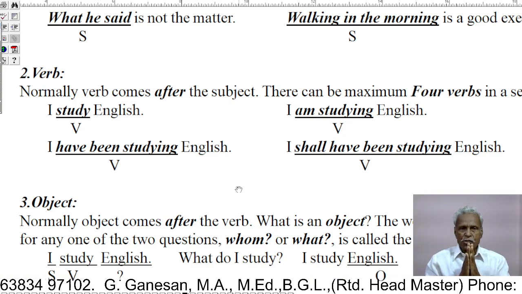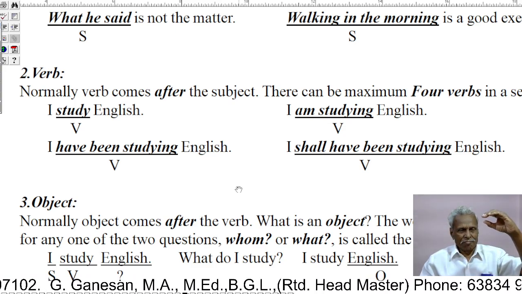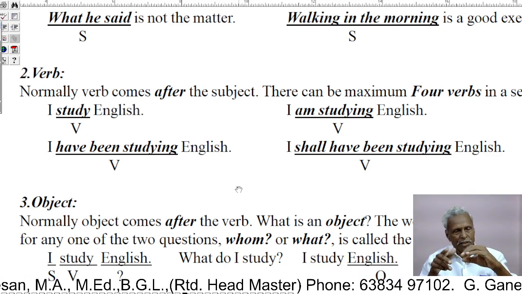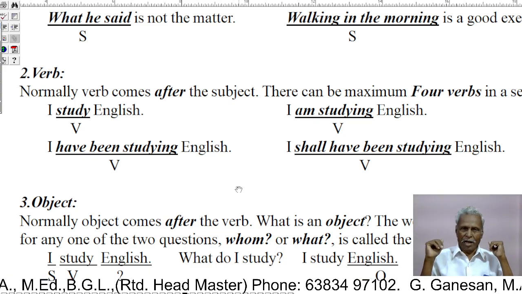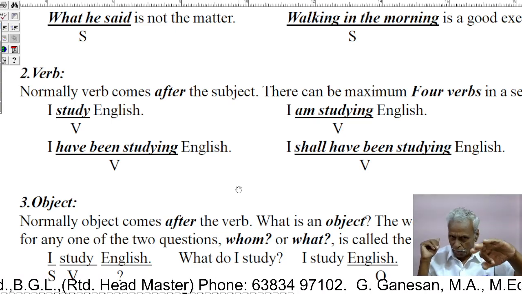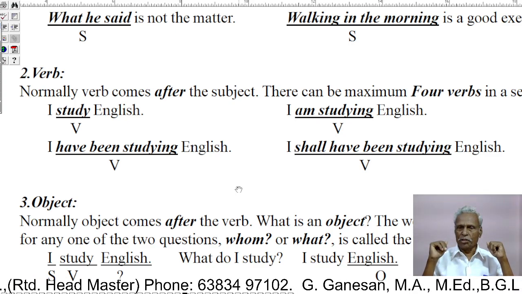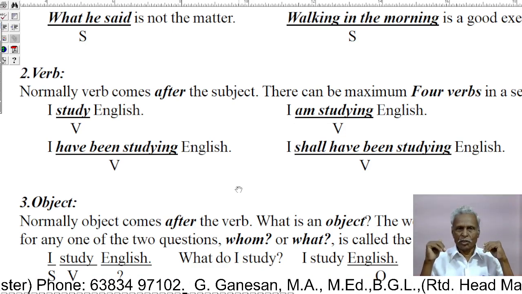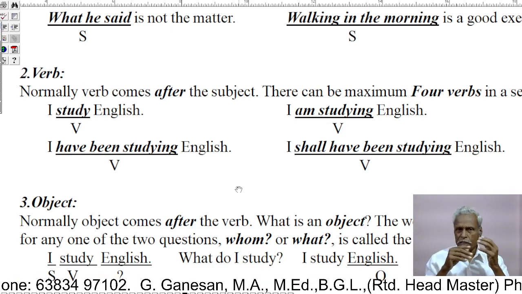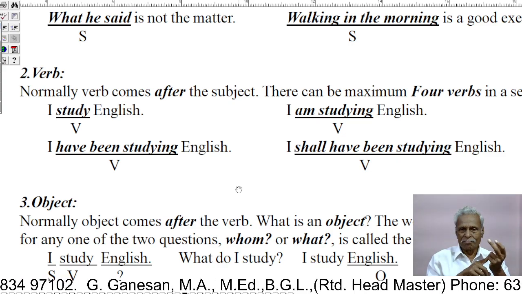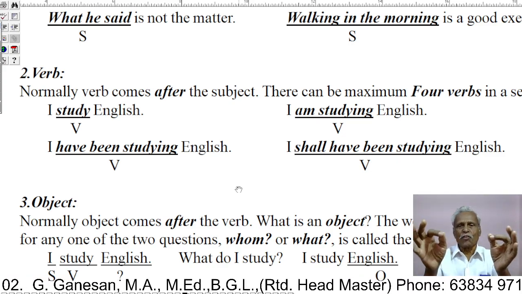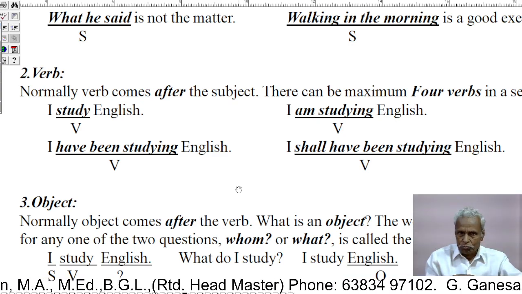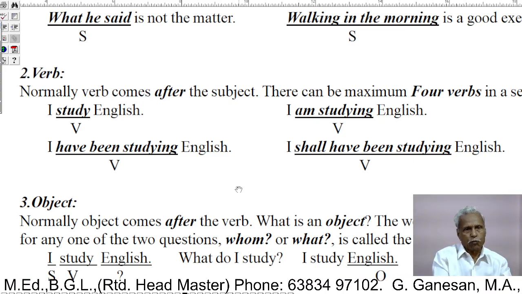Here, I study English. Study is the verb, simple tense. I am studying English, a compound tense. I have been studying English, 3 verbs. I shall have been studying English, shall have been studying, 4 verbs. In all these types, studying is the final verb. So, in a sentence, the verb normally comes after the subject.